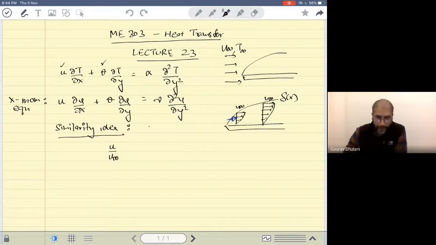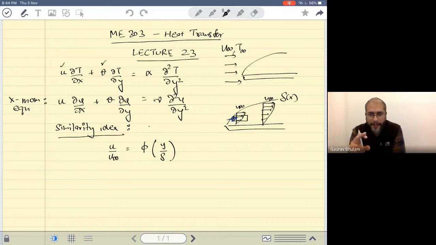Okay. So I find the u value corresponding to this y value, which is in the center of the boundary layer thickness for that x value. Then the ratio of u to u infinity is going to be a function of the ratio of y and the boundary layer thickness at that x value. It's an extremely important idea.